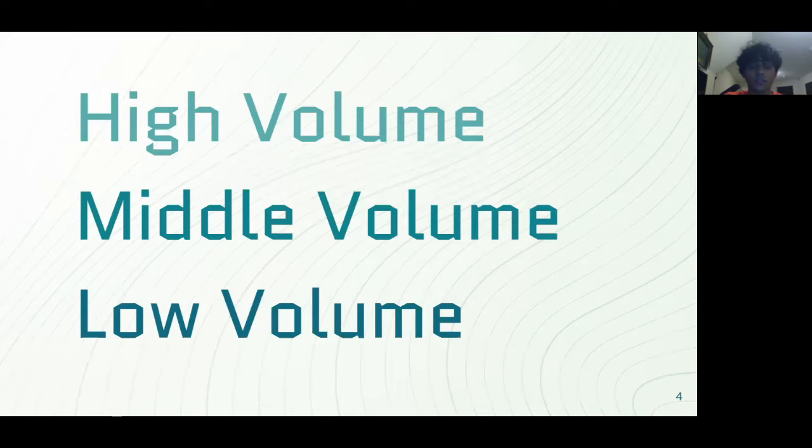Firstly, there's high volume image identification, which is 1 million to 100,000 images of training data. Next, there's middle volume image identification, which is 90,000 to 10,000 images of training data. Lastly, there's low volume image identification, which is 10,000 to 100 images of training data.